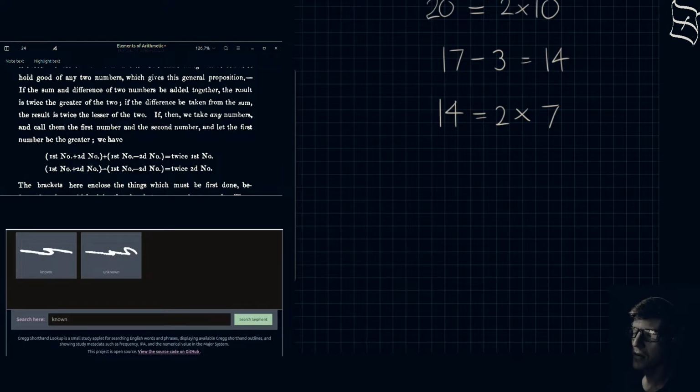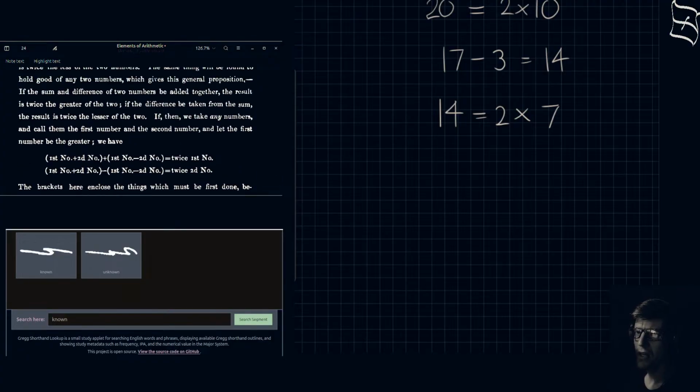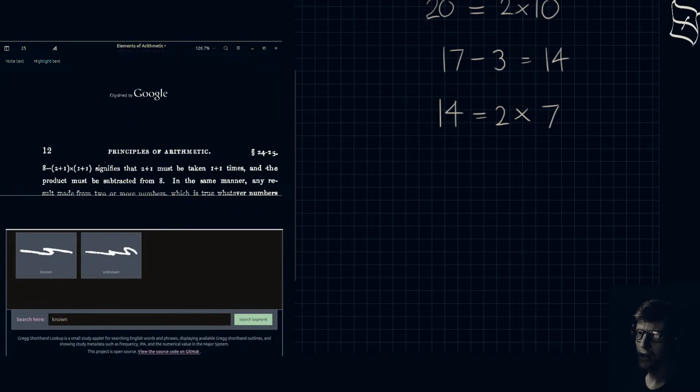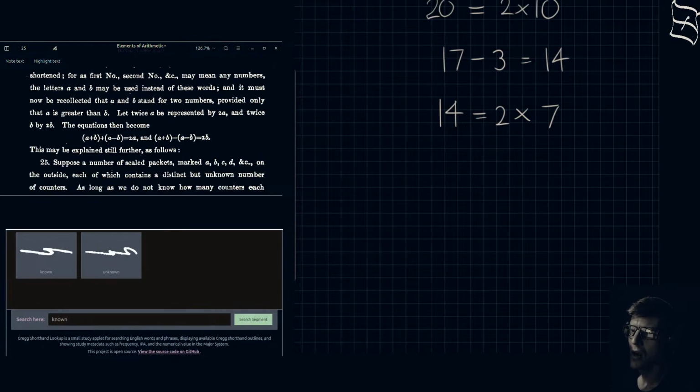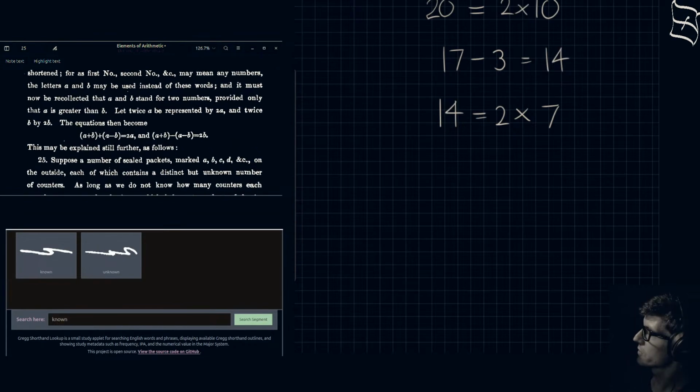If the difference be found between the sum and the difference of the two numbers, then it will be equal to twice the second number. Very interesting. Very, very interesting. He then goes on to talk about the fact that you can use variables. Okay? So a plus b plus a minus b is equal to 2a, and a plus b minus a minus b is equal to 2b. This will be explained still further as follows, okay?